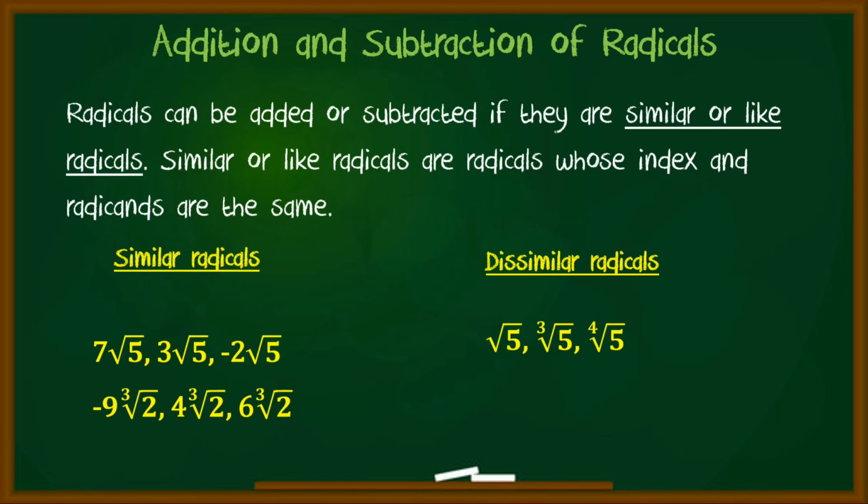While here are examples of dissimilar radicals. Square root of 5, cube root of 5, and fourth root of 5. As you can see, they may have the same radicands, but they do not have the same index. Another example of dissimilar radicals, we have cube root of 4, cube root of 3x, and cube root of 2. As you can see, they may have the same index, but they do not have the same radicands. So they fall under dissimilar radicals.